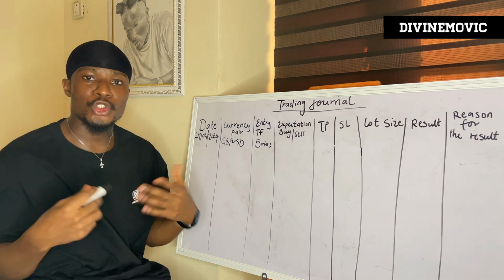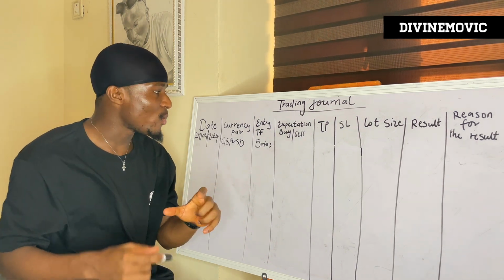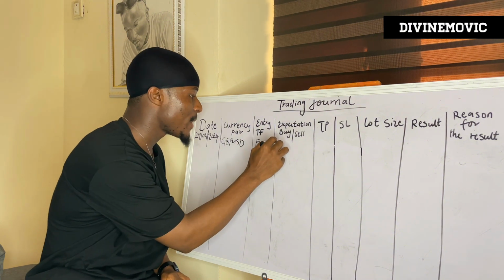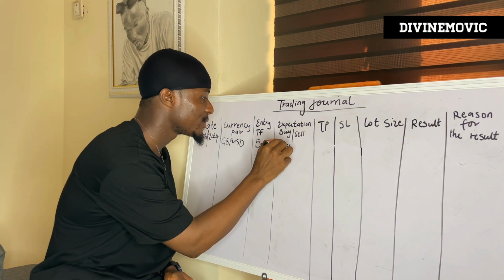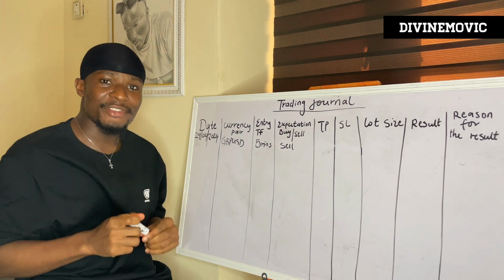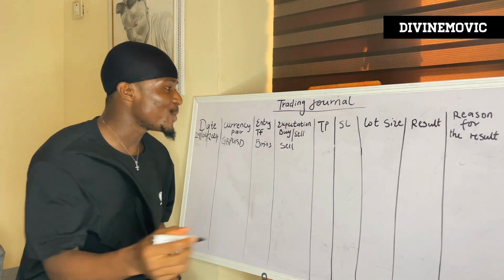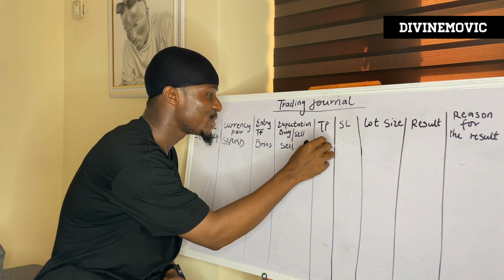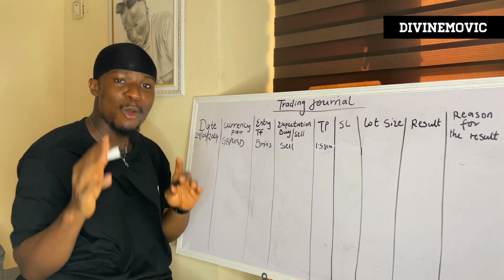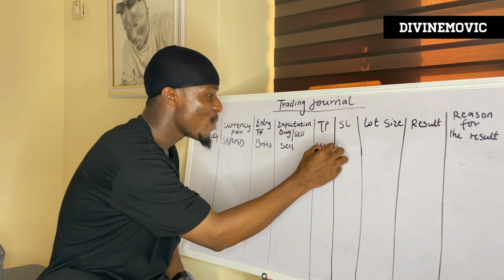Did you buy or did you sell? You simply write it here. Because I took a sell, let me write sell. What was the take profit and what was the stop loss? You simply write it here, 1.5800. That's the take profit. And what was the stop loss? You simply write it here, 1.5900.